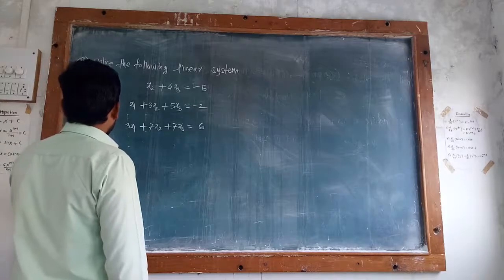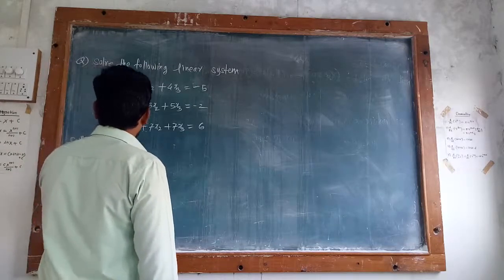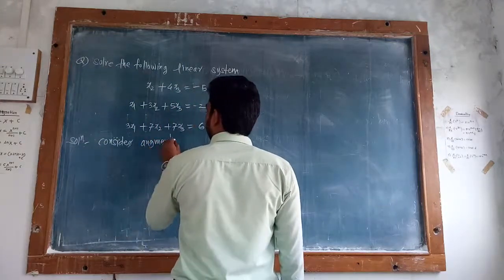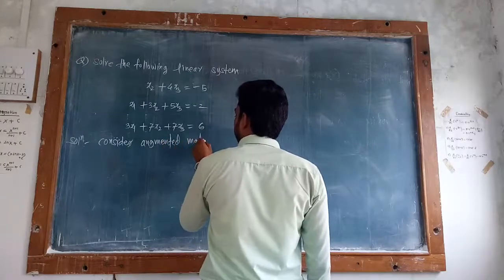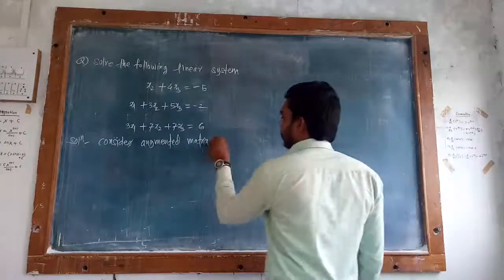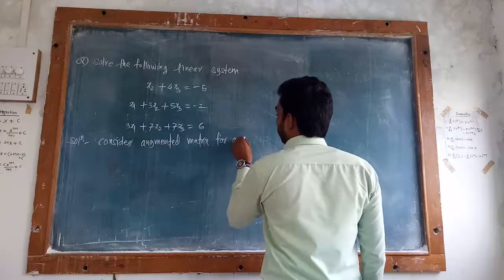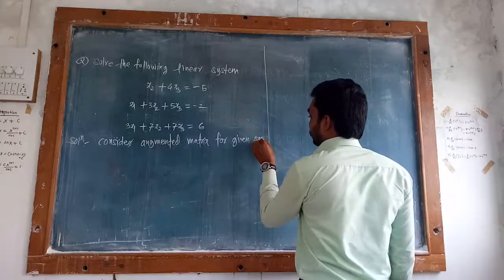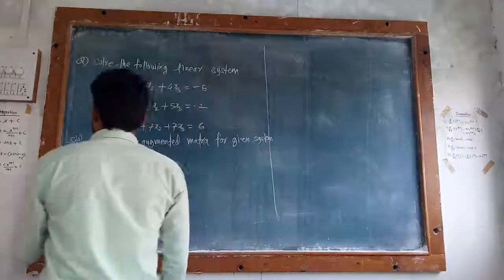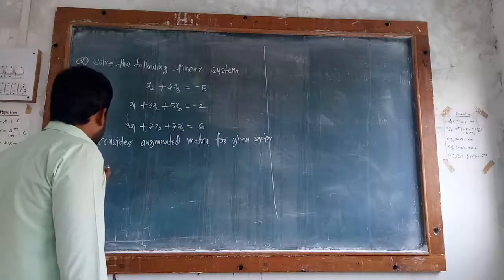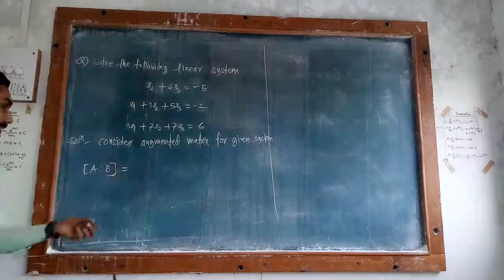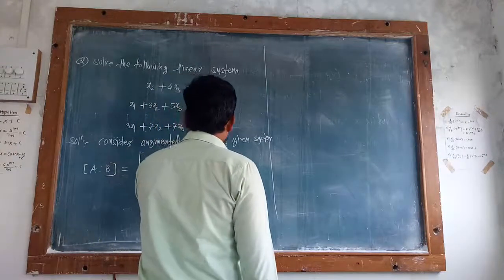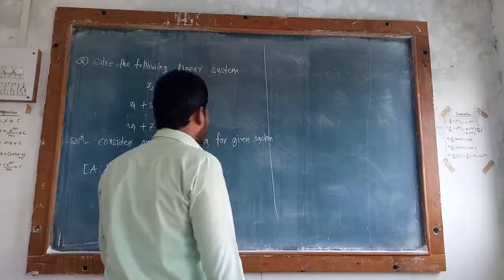Here, consider the augmented matrix for the given system, that is, the augmented matrix AB. What is the augmented matrix? Consider your coefficient matrix, and your right hand side becomes the column matrix of constants.